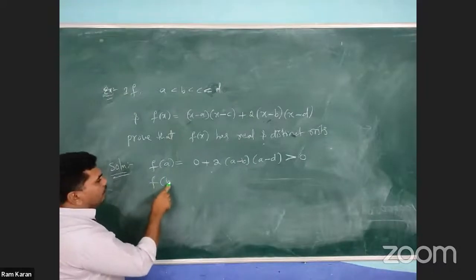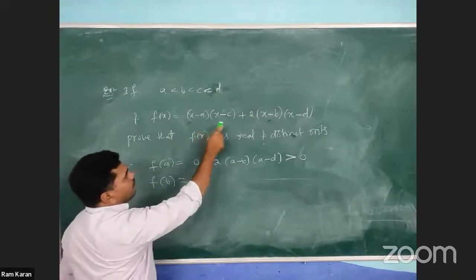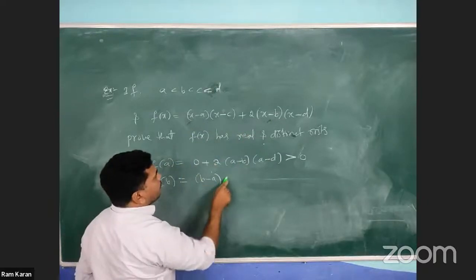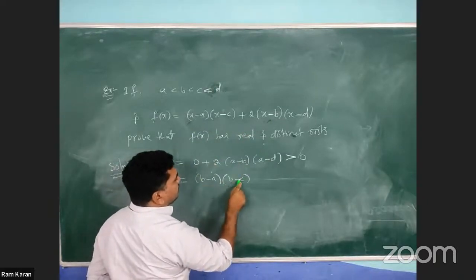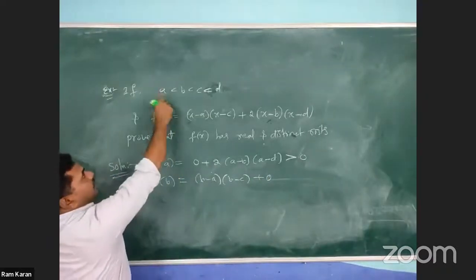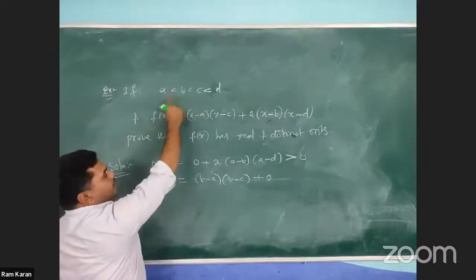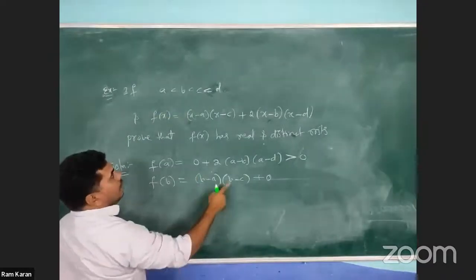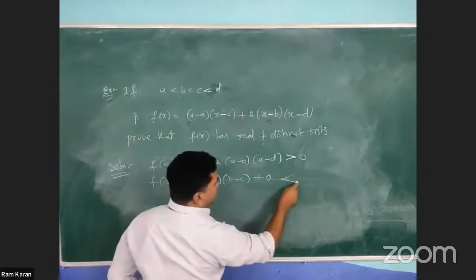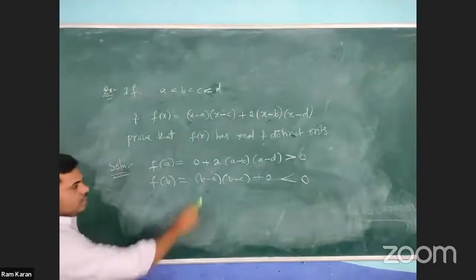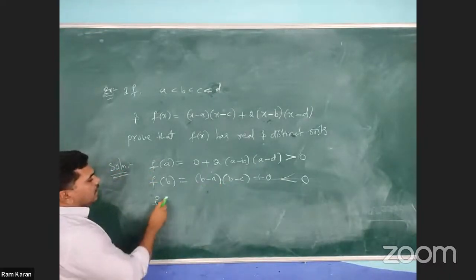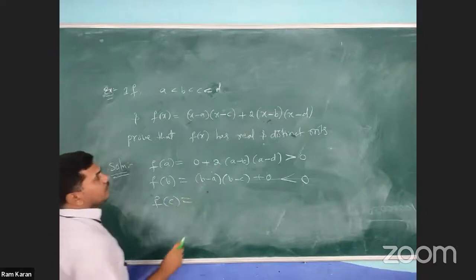Similarly, I'll find f of b. Put b here: the second term is 0, and it is b minus a into b minus c. b minus a is greater than 0 since b is more than a, and b minus c is less than 0. So finally f of b is less than 0. f of a is positive, f of b is negative.